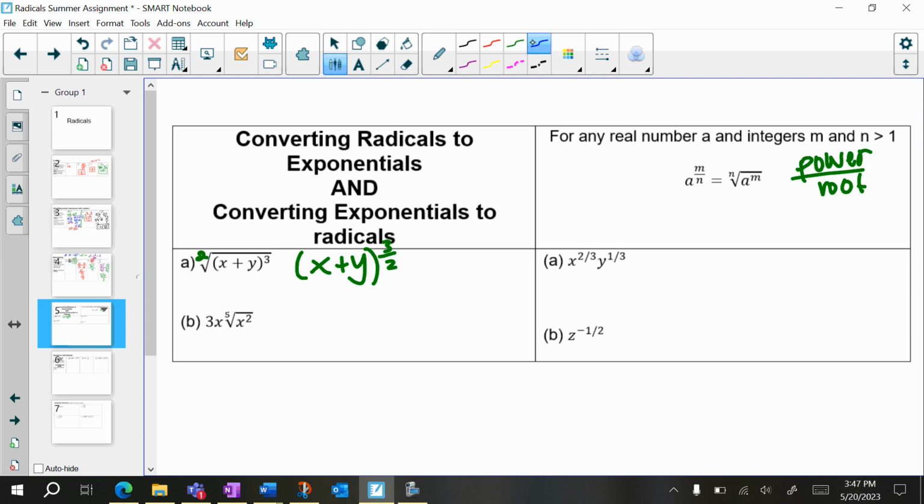In B, we have 3x times the 5th root of x squared. So I'm going to rewrite it as 3x times power over root, x to the 2/5. Now, because I have a fraction here, I can rewrite x to the first power as x to 5 over 5. And then remember, when I'm multiplying, I'm adding my exponents. So I have 3x to the 7/5. 5 over 5 plus 2 over 5 is 7/5.